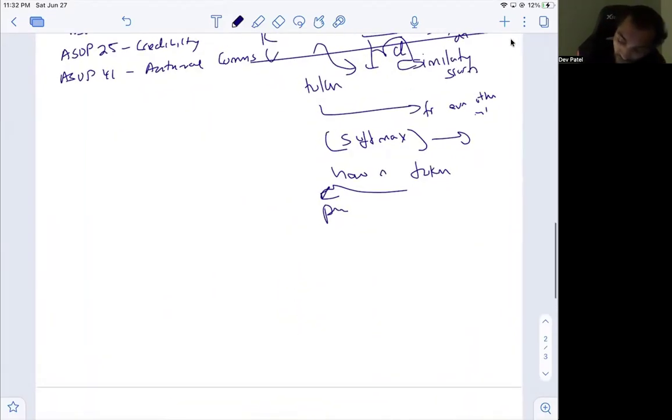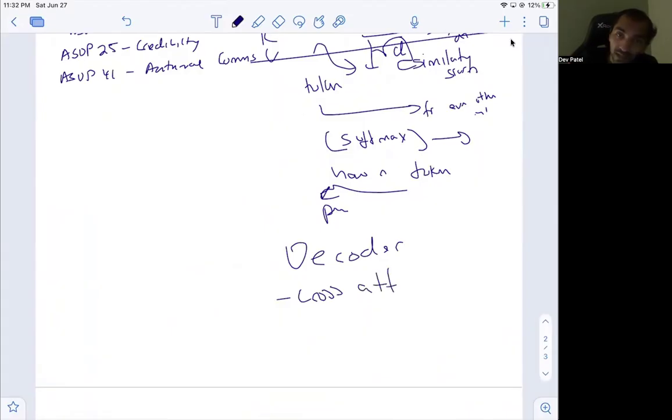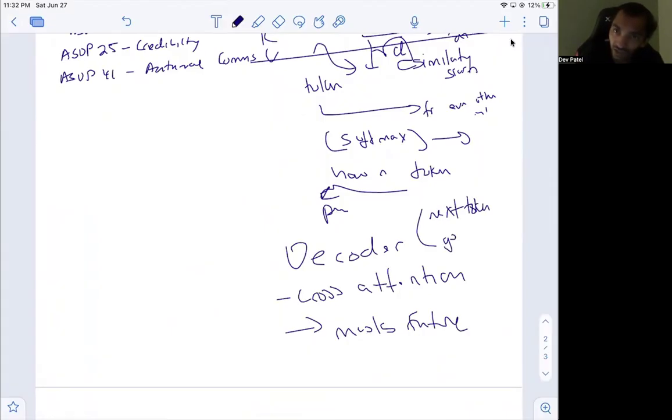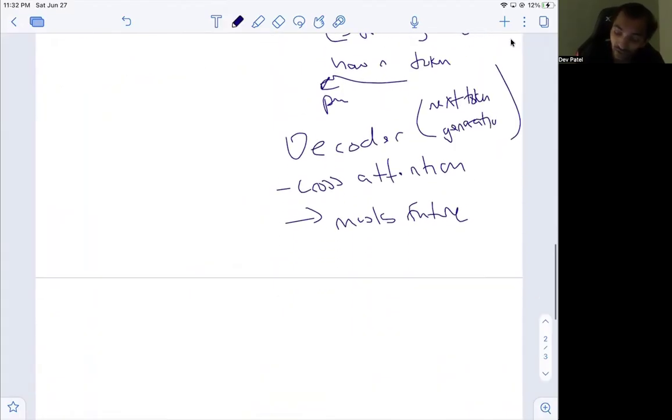And now the decoder. What the decoder is going to do is use cross attention. We said that the decoder masks the future tokens, because it is useful for next token generation. It cannot look at future tokens. So it's going to mask those future tokens, and it's only going to look at the entire sequence up to that point which it has generated.